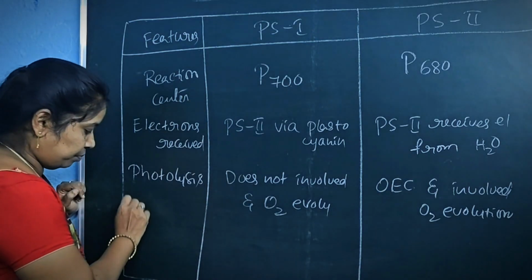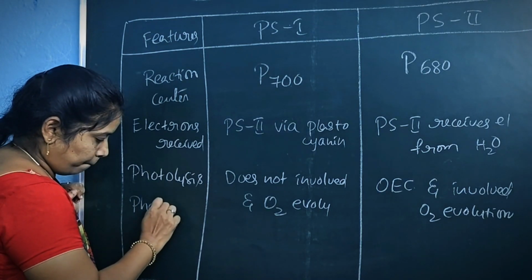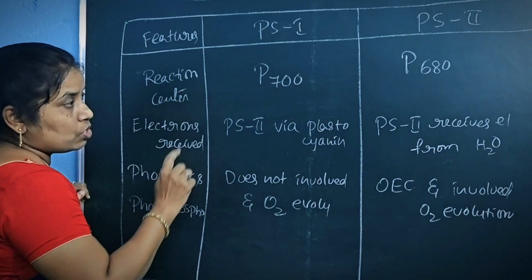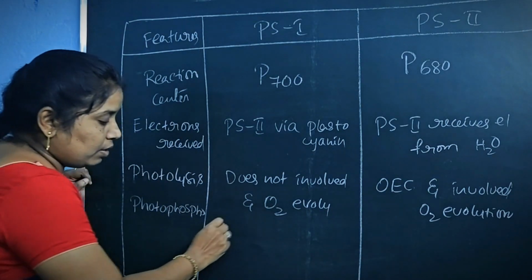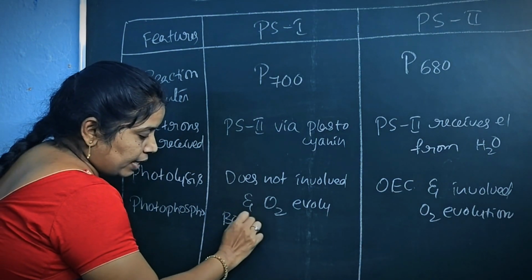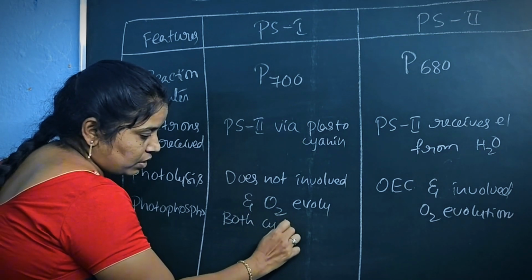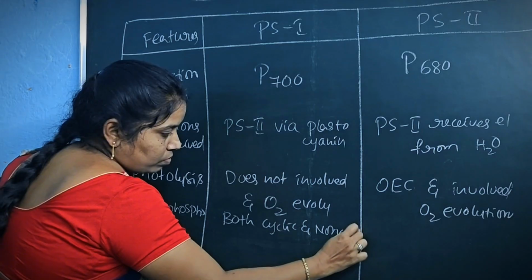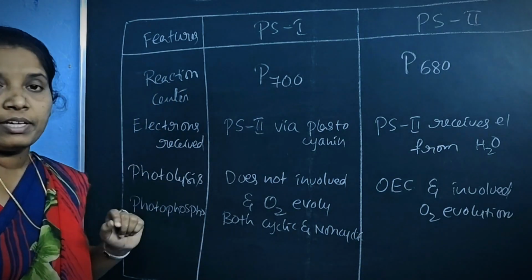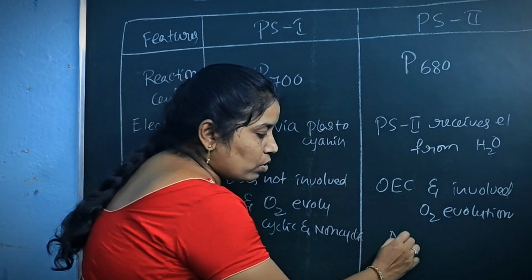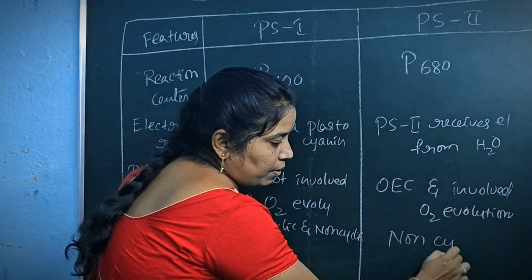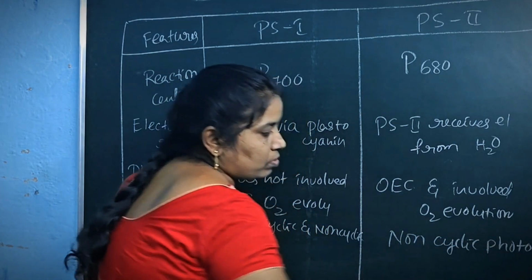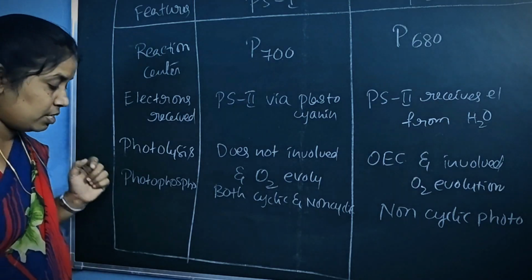Photophosphorylation. PS1 is involved in both cyclic and non-cyclic photophosphorylation, whereas PS2 is involved in only non-cyclic photophosphorylation. Let's see the next difference.